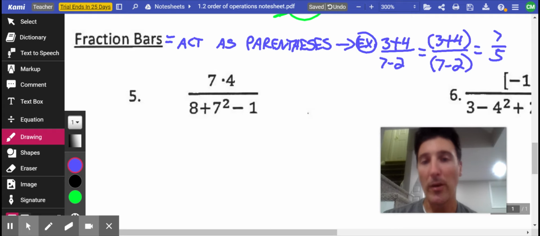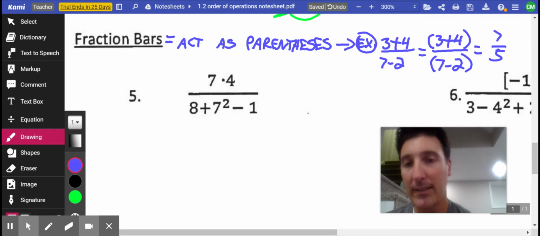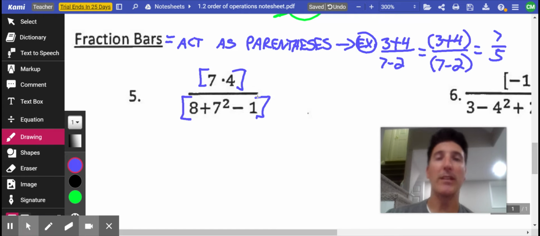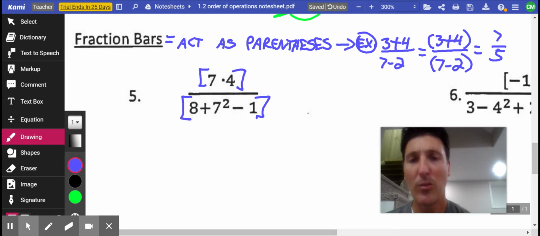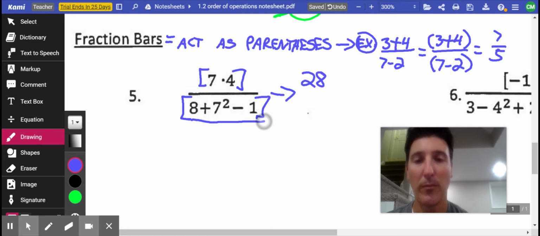All right, so I look at number 5. What I'm going to do right away is put parentheses or brackets, any grouping symbol. That just means I'm separating the top from the bottom. This big fraction bar means division. I do that last, so it's kind of a different case. If I just look at the top, the top's real easy. That's just 28, 7 times 4. It's only one operation. Now this is the bulk of the problem.